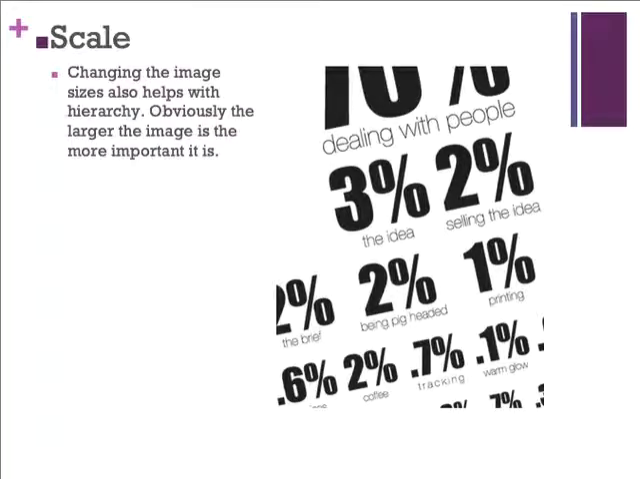Obviously, the larger something is, the more someone's going to look at it. So scale really helps with hierarchy. Obviously, the larger the images, the more important it is. So you can see right here, this design is about the life of a graphic artist. 70% of being a graphic artist is dealing with people, and then so on and so forth. It's kind of a fun little graphic about graphic artists.